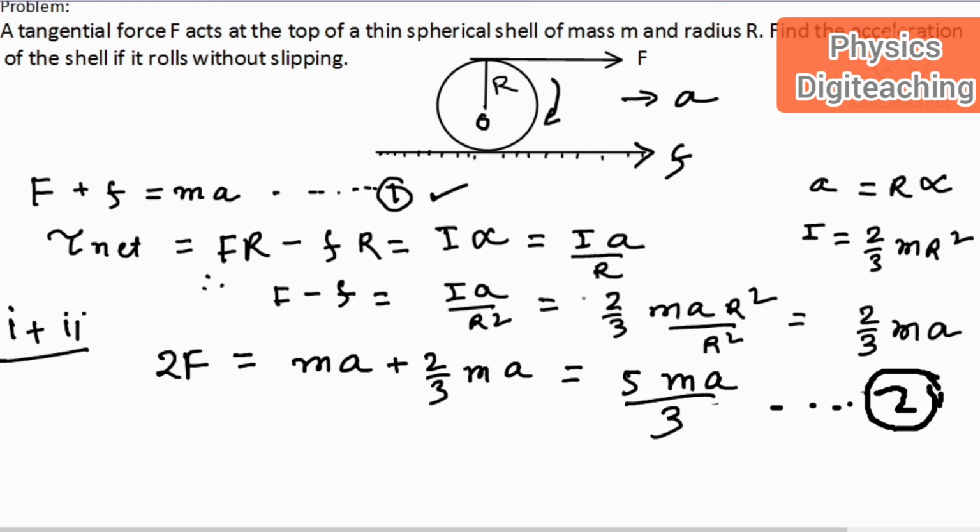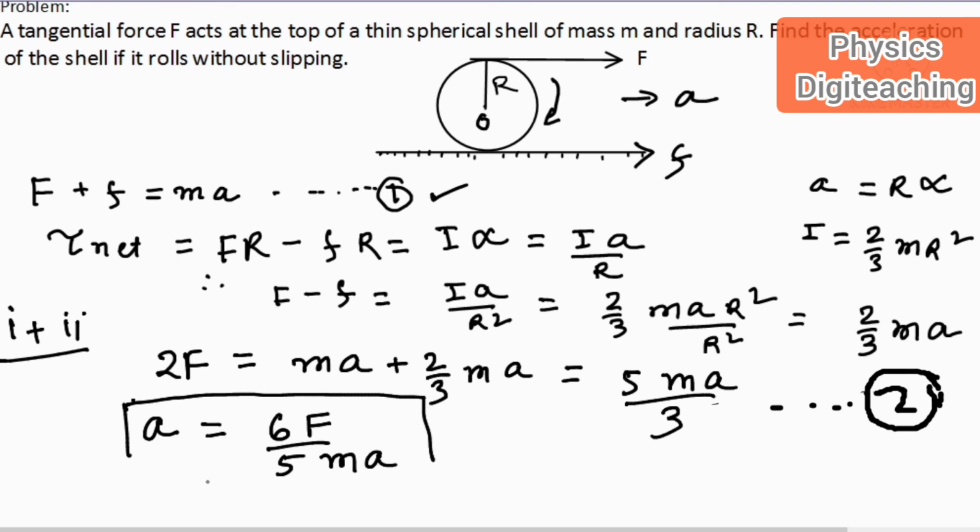2F equals 5 ma upon 3, and we get a equal to 6F upon 5m. This is our required result. Therefore, the acceleration of the rolling shell is a equal to 6F upon 5m. Okay, thank you.